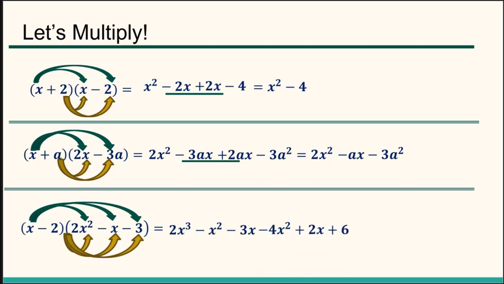Then we're going to do the minus 2 times the 2x squared, well, that's minus 4x squared. Minus 2 times minus x, that's plus 2x. Minus 2 times minus 3, plus 6. Like terms, there's a couple right there. See those minus x squared and minus 4x squared? Well, that's minus 5x squared. Look at these two guys, minus 3x and a plus 2x, that's going to be a minus x. Put it all together. I've got 2x cubed minus 5x squared minus x plus 6.